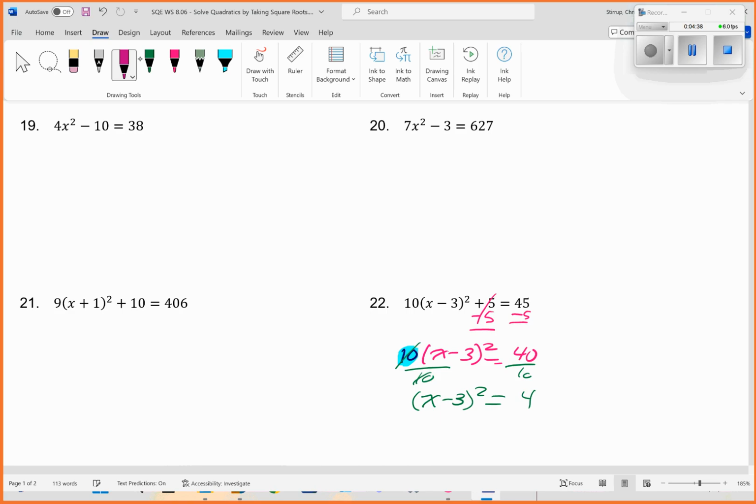Now I'm ready to go root. Agree? Don't forget the plus minus. What's the square root of 4? 2. Add 3 to both sides. So I'm going to get 3 plus 2, and I'm going to get 3 minus 2. So my answers are 5 and 1.